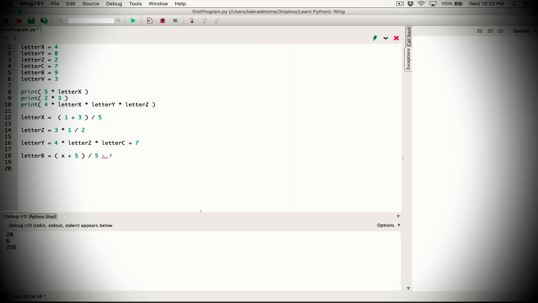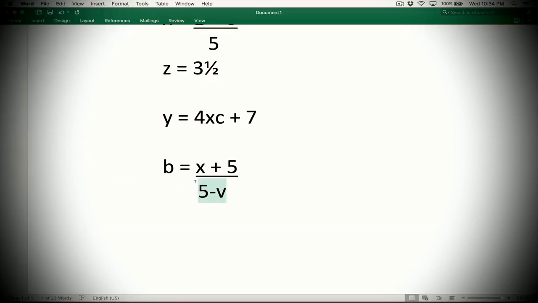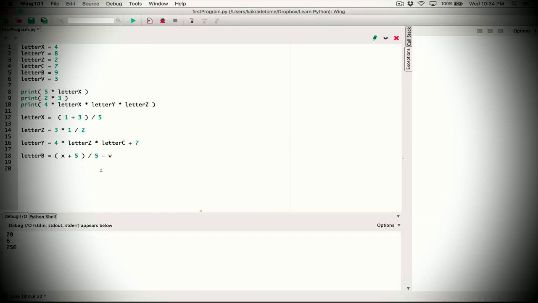5 minus v. But we also want that to evaluate. We want to find the difference of 5 minus v. We want to find the sum of x and 5. And we want to divide the results. So we want to also calculate that separately, so we surround that also with parentheses. So we are finding the sum of x plus 5. We are finding the difference of 5 and v. And then we are dividing the results. Because we want these two calculated separately, we surround them with parentheses before it's divided.